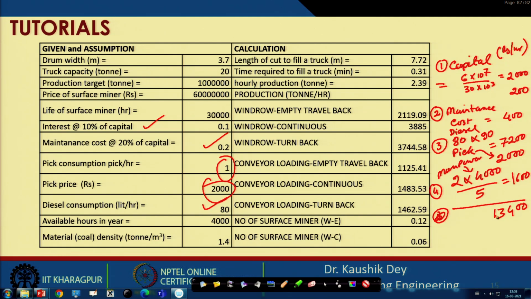So, this is the hourly cost, and we are adding to this 10% overhead. So, 1340. Then 10% profit. So, 1474. So, this is coming close to this.